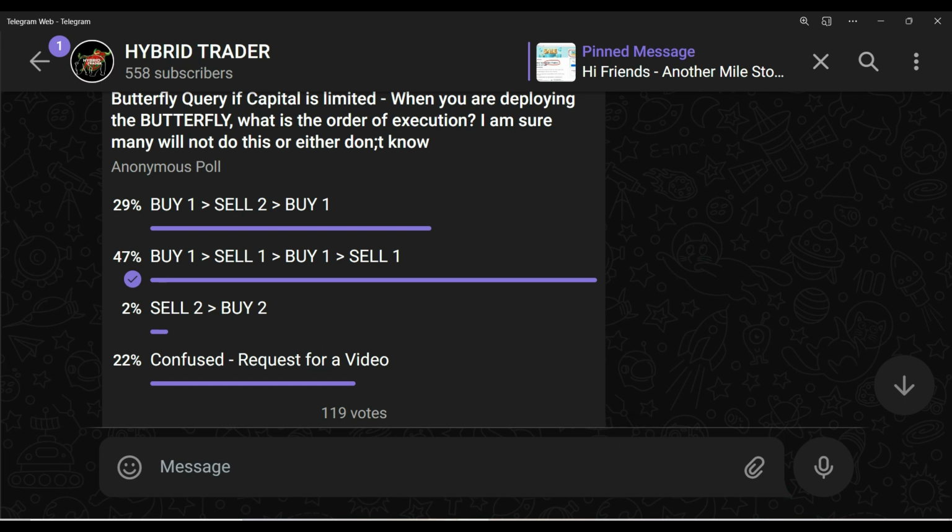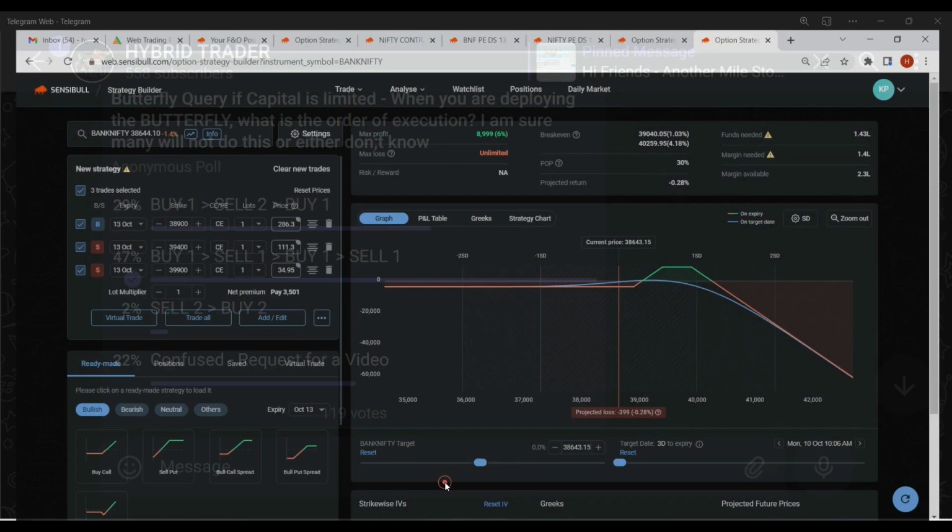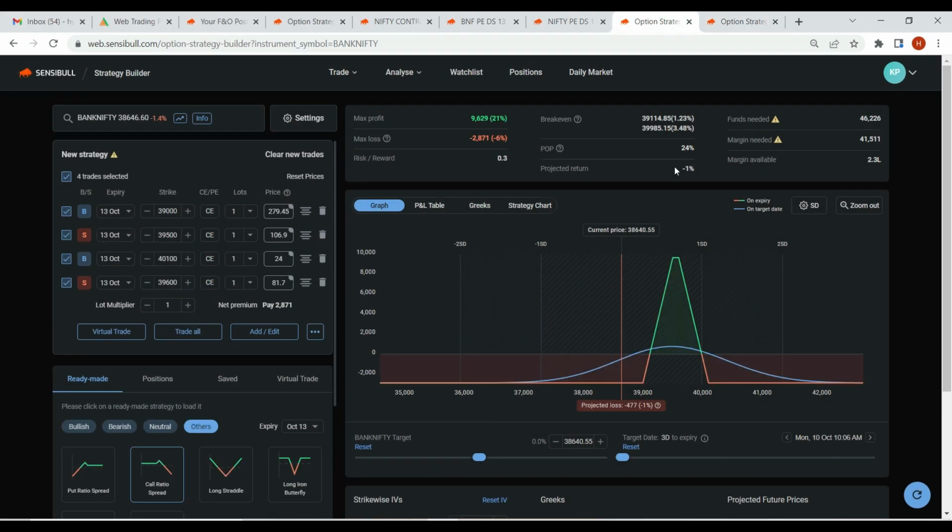So for your reference, I'll take two examples. This has nothing to do with your butterfly or your iron fly. This is all about whenever you have a sold position. This applies only to credit strategies. So let's say this is a sort of butterfly.